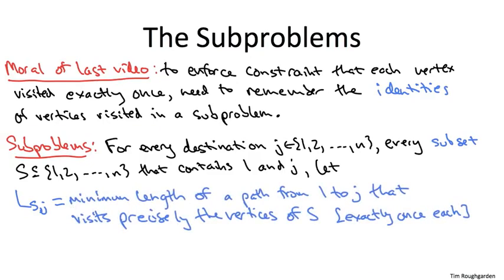Now I can understand if your eyes widen a little bit when you see this definition. After all, there's an awful lot of choices for the set capital S, an exponential number. So you'd be right to wonder whether this approach could possibly give any savings whatsoever over naive brute force search.